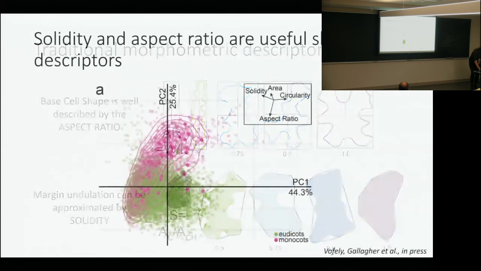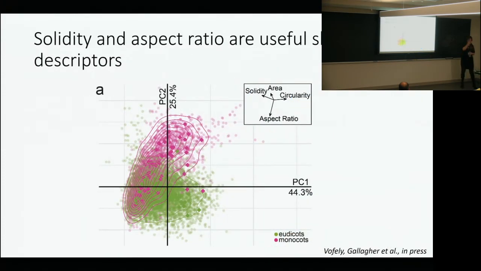Okay. So the reason that we looked at solidity and aspect ratio is because when we put all of these morphometric parameters for an entire data set into a principal component analysis, we ended up with a morphospace described by these vectors. And I'm showing you the first two principal components here, which explain roughly 75% of the variation in shape.